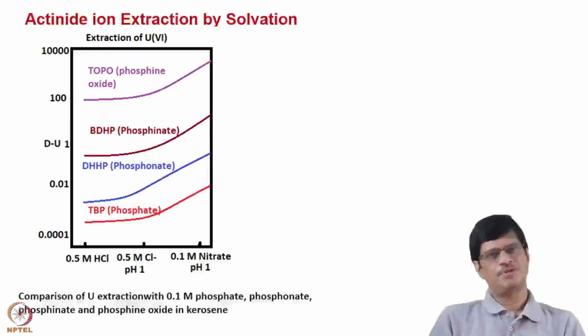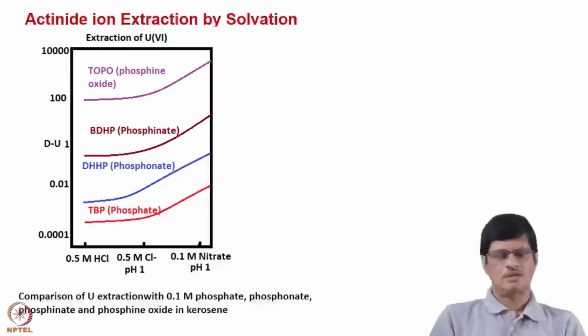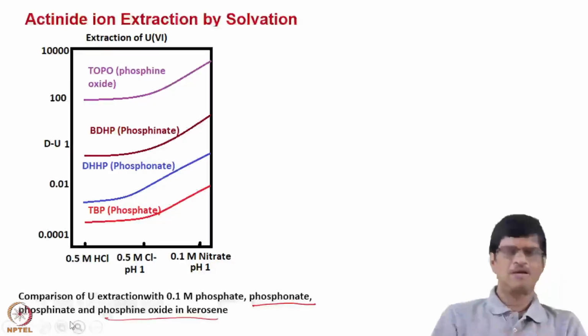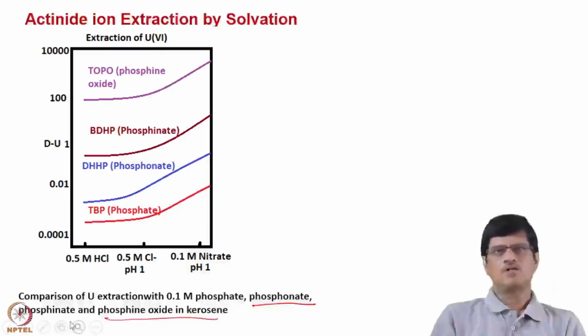This TBP is an organic phosphate. Now there are other phosphates also, meaning compounds which have phosphoryl groups, like phosphate, phosphonate, as well as phosphine oxide. And these are shown in this figure, where we are comparing the extraction of uranyl ion from different aqueous conditions.